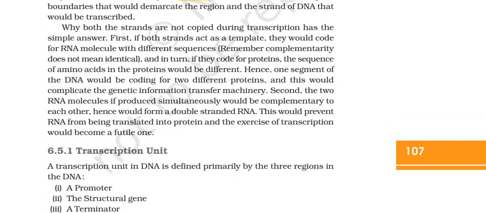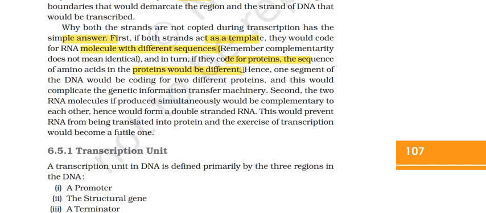Why both the strands are not copied during transcription has the simple answer. क्यों? अगर दोनों strands का हमने बना लिया, fine, दोनों का RNA बने, उनमें again complementarity होगी, वो again जुड़ जाएंगे. It'll again be double stranded. First, if both strands act as template, they would code for RNA molecule with different sequences. ठीक है? And in turn, if they code for proteins, the sequence of amino acids in the proteins would be different. अब ये बोल रहा है basically दो strands है तो उससे दो different sequences बनेंगे. Fine? और अगर protein के लिए code करेंगे तो the sequence of amino acids it would also be different. Hence, one segment of the DNA would be coding for two different proteins.